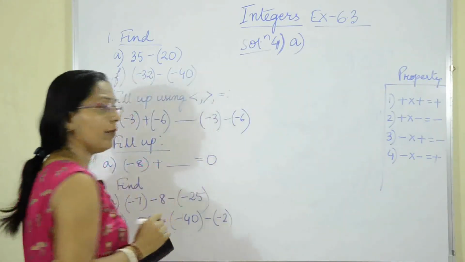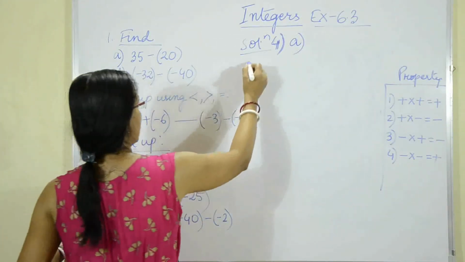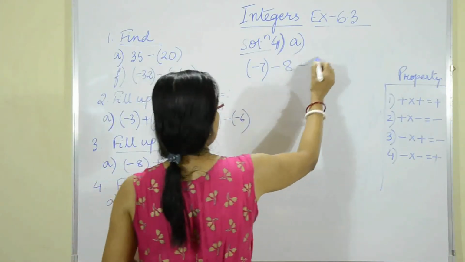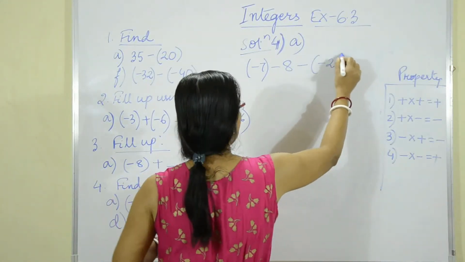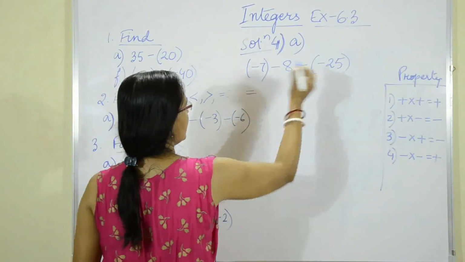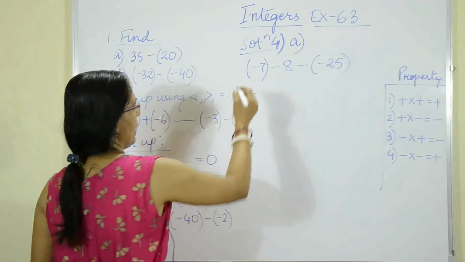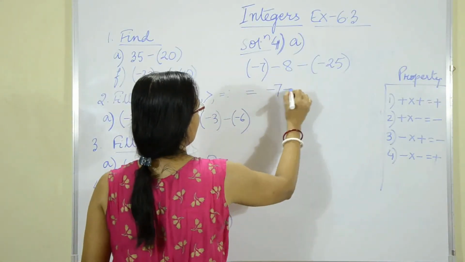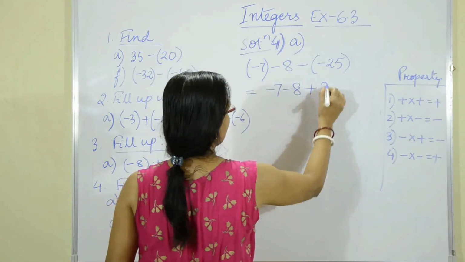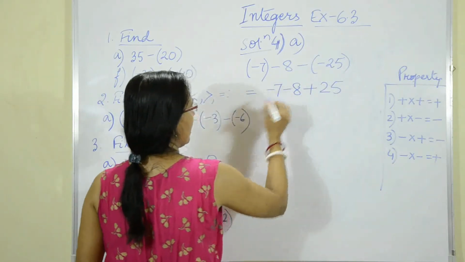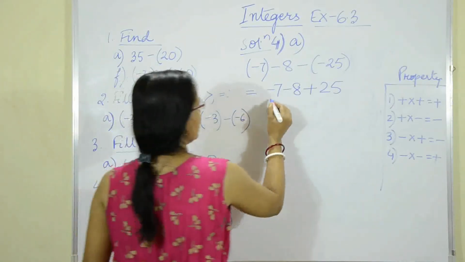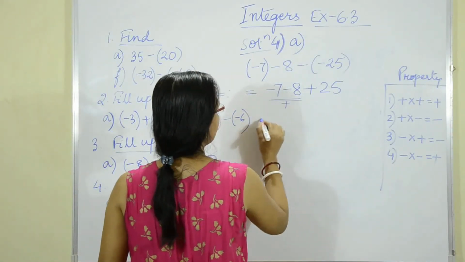Okay. Number 4A. The question is minus 7 minus 8 minus of minus 25, and we will have to find what is the value. Okay. So how to do? As I told you, the first thing is to remove the bracket. I am removing the bracket. Minus 7 minus 8. Now minus of minus is plus 25. When both the numbers are negative, we add, but the sign is negative again. So these two will be added with negative sign.